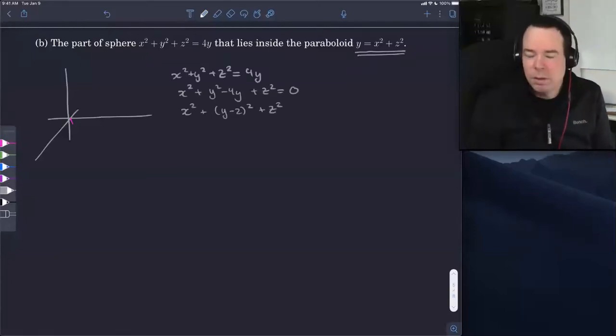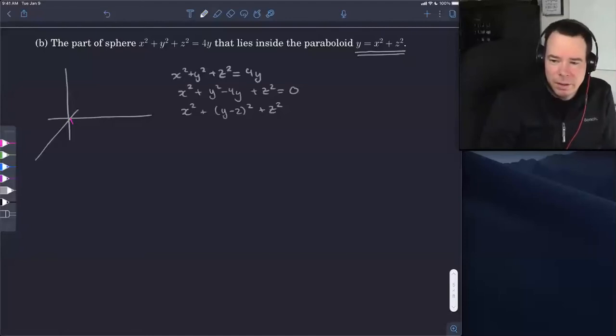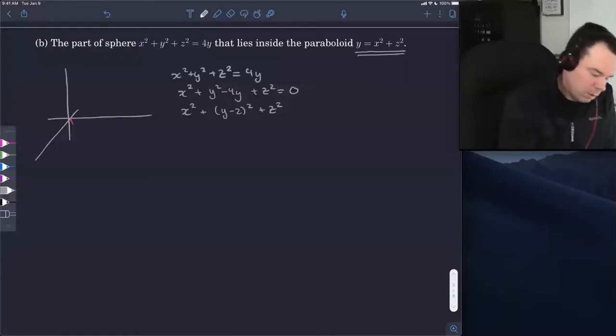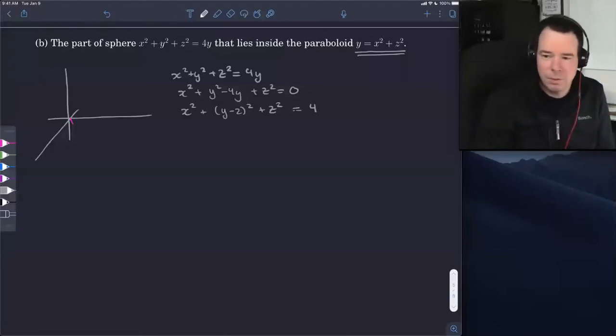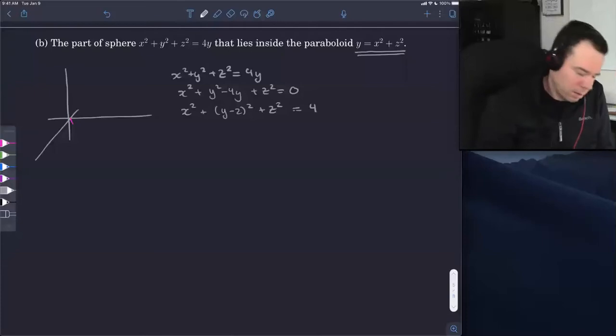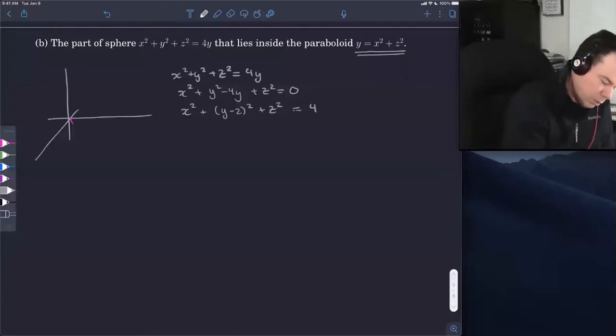When I completed that square on the y by writing it as a perfect square, y minus 2 all squared, what I've done is I've introduced an extra factor of 4, namely that negative 2 squared on the left side. So I've got to balance it by introducing that same factor of 4 on the right side. So there's our equation of our sphere. It means its center is going to be at 0, 2, 0, and its radius is 2. So it's centered at a y value of 2, and its radius is 2. So there's our sphere.